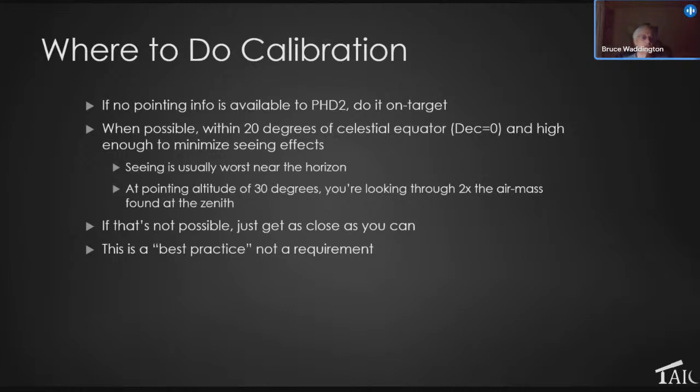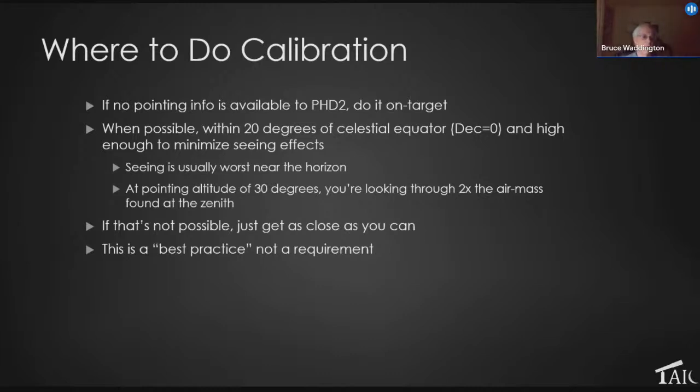Otherwise, if PHD knows where you're pointing, because it has a mount connection that provides pointing information, what we advise is that you do the calibration within about 20 degrees of the celestial equator. So that means anywhere from deck minus 20 to deck plus 20. And given that it's on deck zero, say, we want the scope to be pointing as high up in the sky as you can, which means it's going to be somewhere near the central meridian. Now, why do we do this?